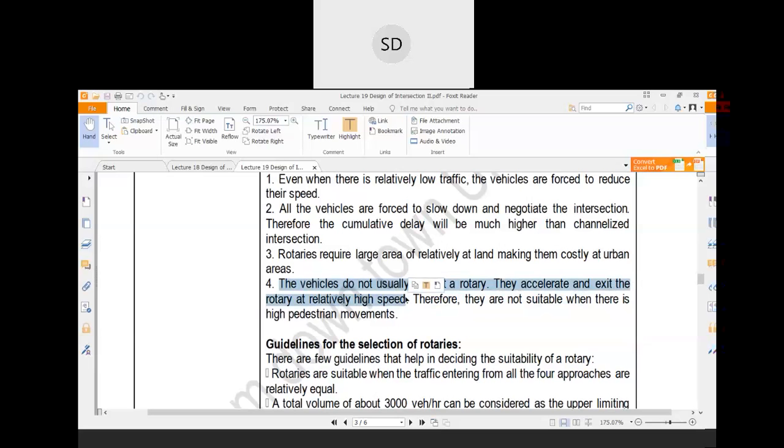So think about whenever you are driving through a rotary intersection, what happens whenever you are approaching the rotary intersection? In that case, your speed would be reduced. But what happens after some time when you are about to exit the intersection? In that case, you increase your speed and just exit the intersection. So if there are high number of pedestrians in your exit path, in that case, it would cause some problems for the vehicle movement as well as the pedestrian movements. So if there are high number of pedestrians for a particular area, in such cases, this rotary intersection will not be suitable in that area.